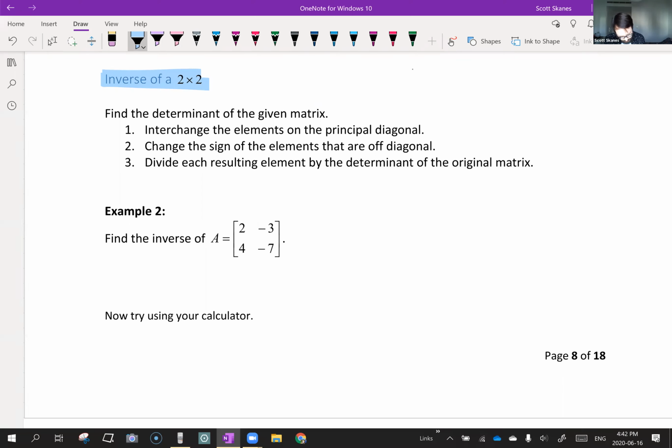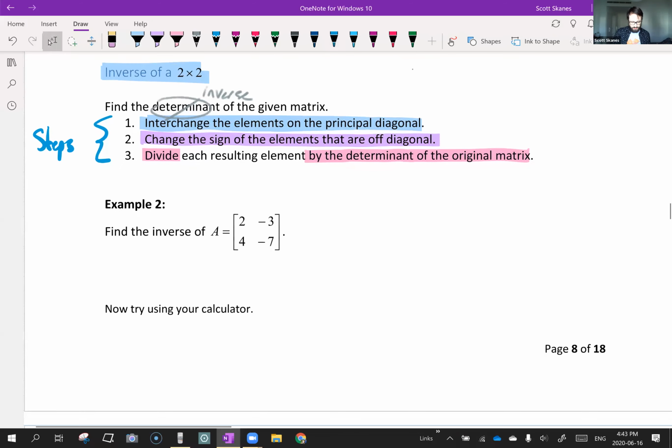So, to get the inverse of a given matrix, interchange the elements on the principal diagonal. I don't know why this says determinant. It says inverse. It should be inverse. Interchange the elements on the principal diagonal. I'll show you what it means in a second. Change the sign of the elements that are off diagonal. I'll show you what that means in a second. And divide every element by the determinant. So in other words, divide by the determinant of the original matrix. These are your steps for getting the matrix inverse.